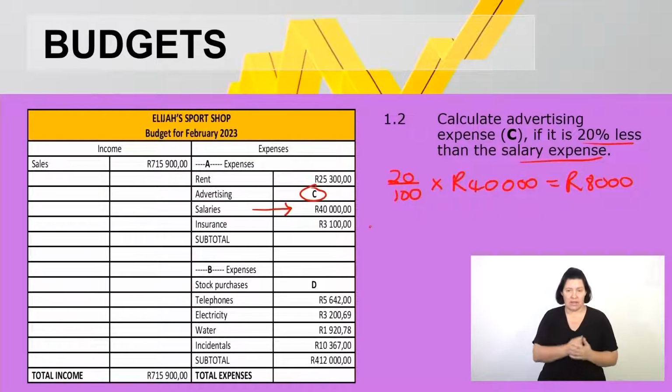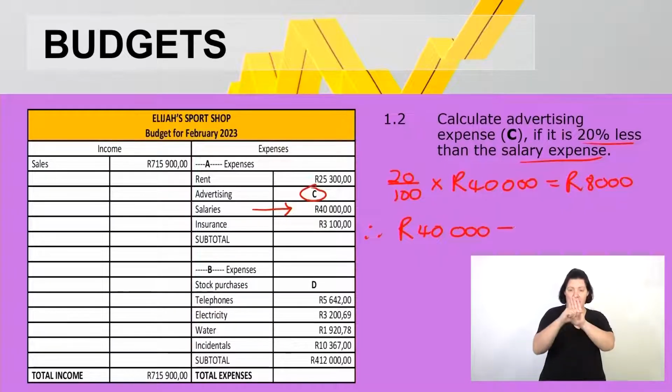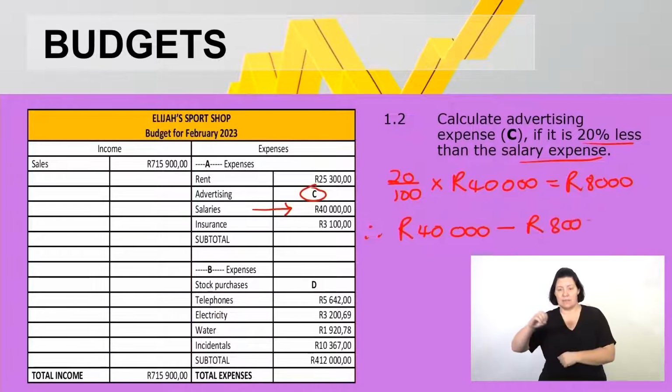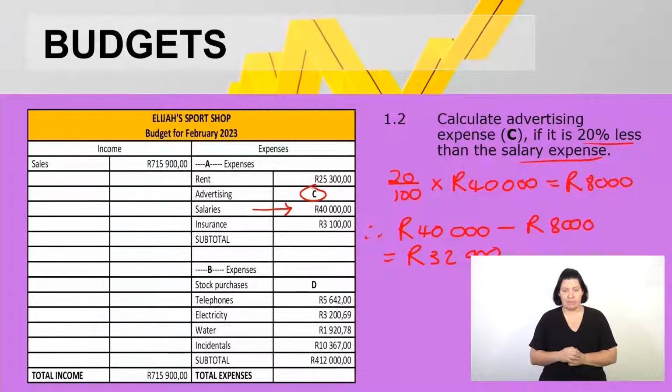So therefore, I take my 40,000, which is my salary expense. There I indicate 40,000 minus the 8,000, and I arrive, if I look at this, at an answer of 32,000 rand. So your advertising expense in this case equals 32,000 rand. And please note, guys, it's always important to go and write in, especially here where the missing value is. Then you know, moving forward, you have the answer with you. So I hope that is clear.